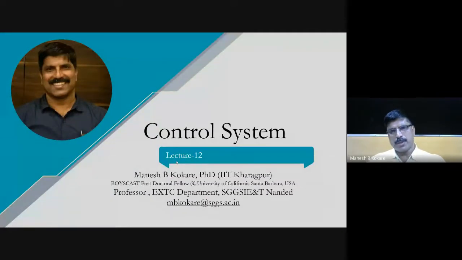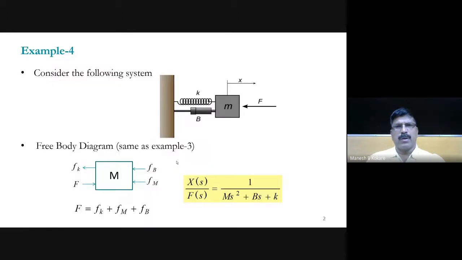In the previous lecture, we talked about the translational mechanical system and how to obtain the transfer function of that translational mechanical system. That we studied by applying Newton's law and so on. Now we'll see some more examples on that, and also we'll see how to obtain the nodal diagram, which will make the problem simpler, and then we can easily find out the transfer function of a translational mechanical system.